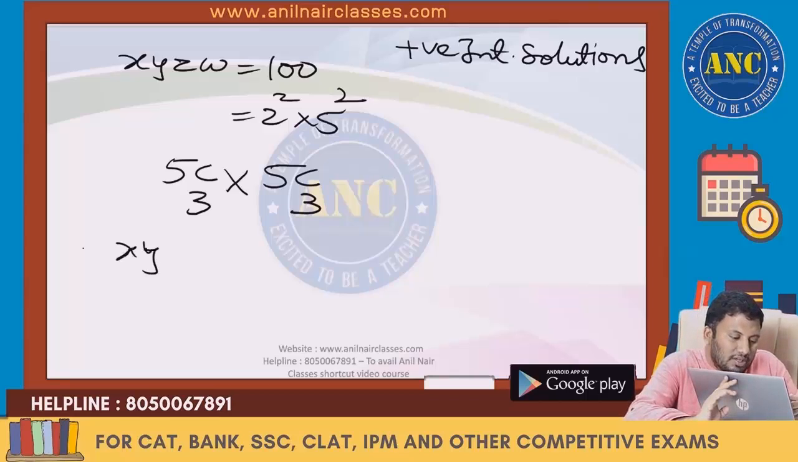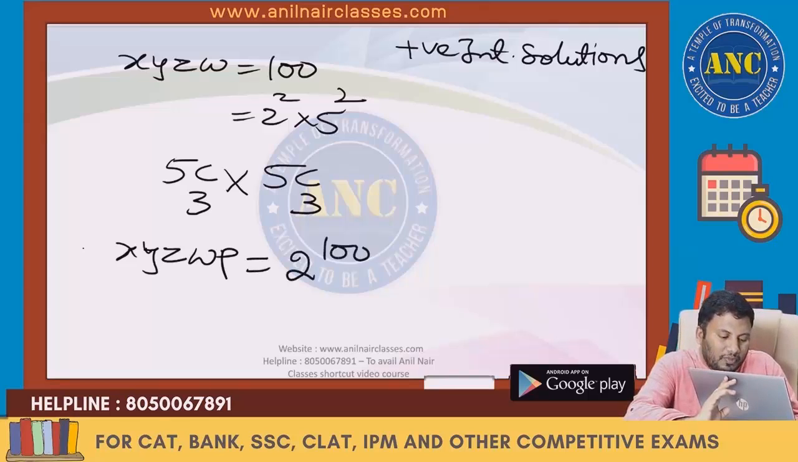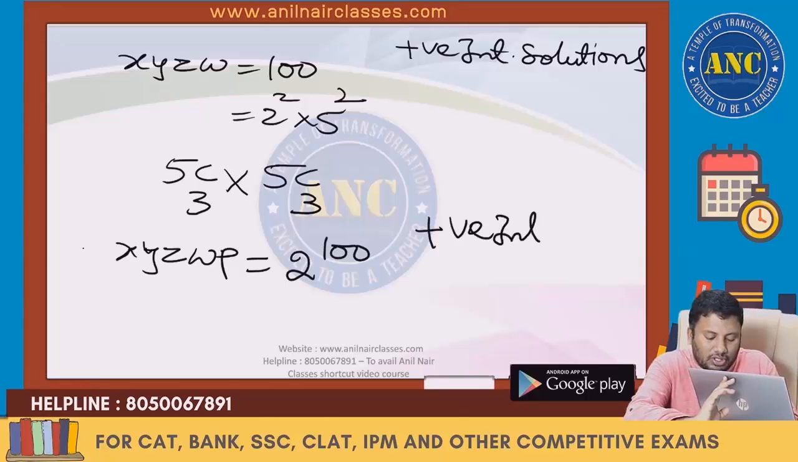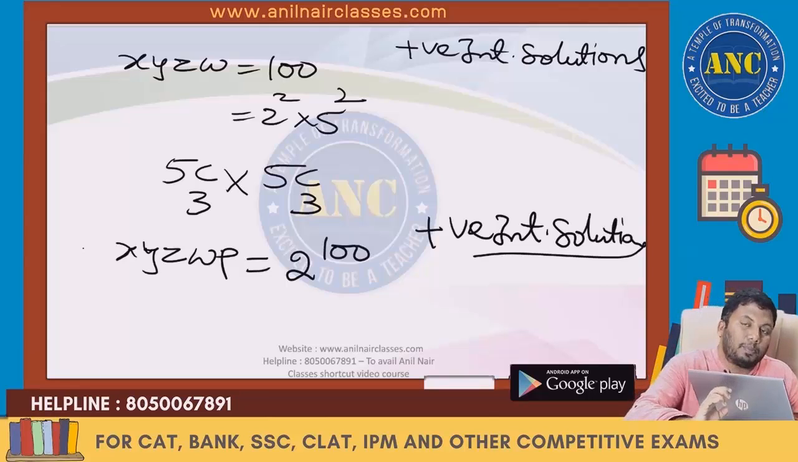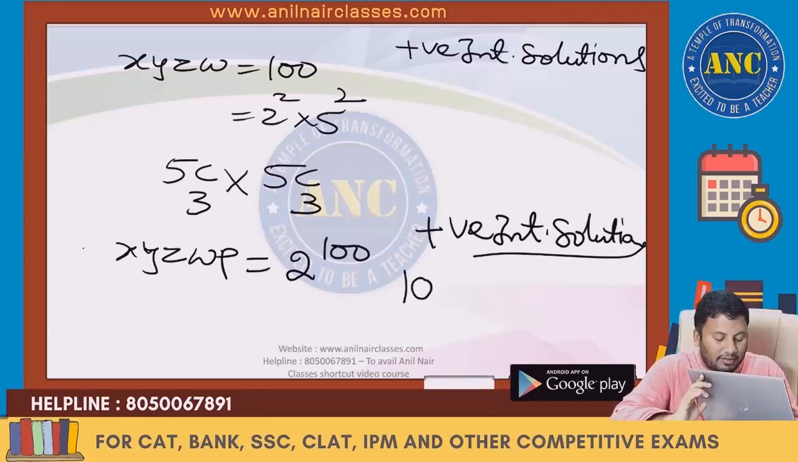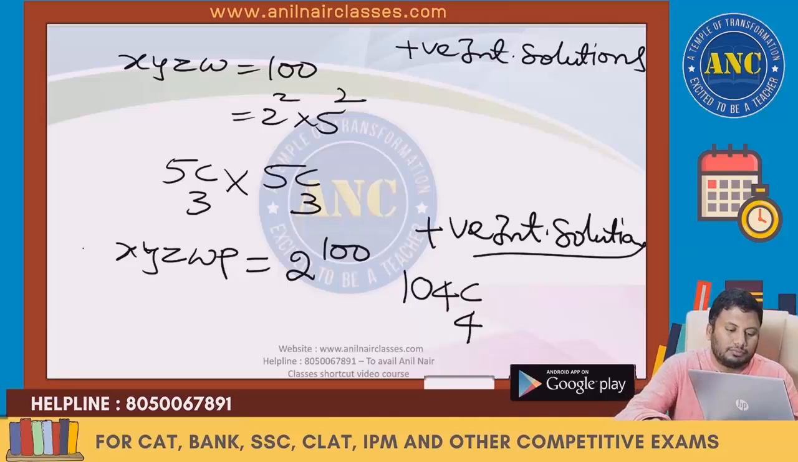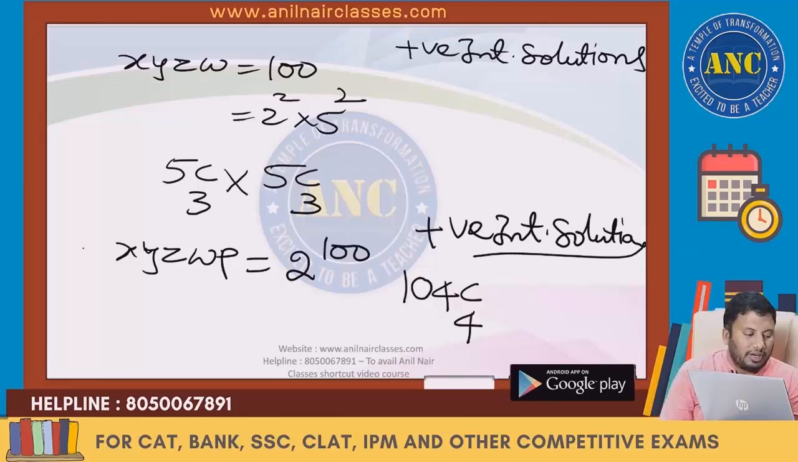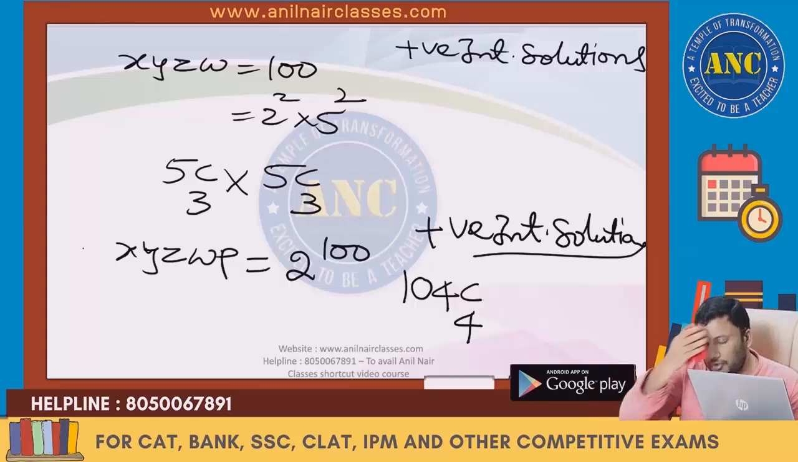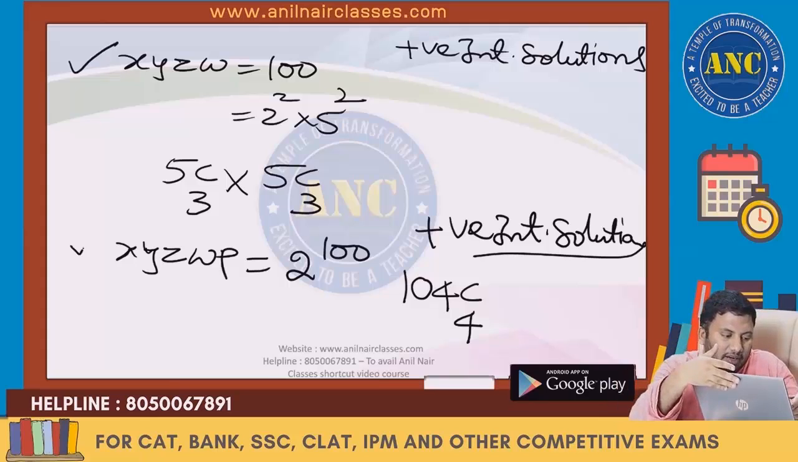Suppose the question is XYZWP equivalent to 2 power 100. How many positive integral solutions? These are nothing but 100 plus 5, 105, 104C4. Idea clear. How to write the answer? 100 plus 5, 105. 105 balls are there. So the answer is 104C4. Idea is clear here.